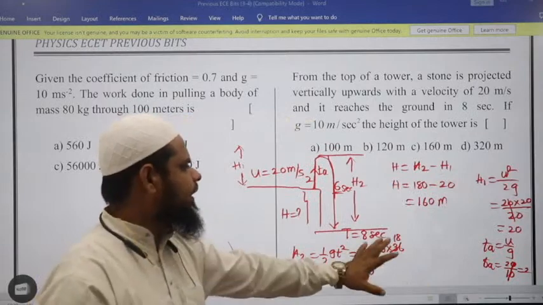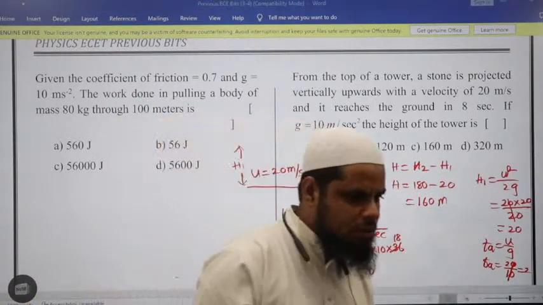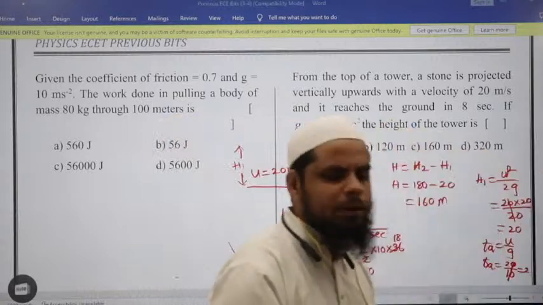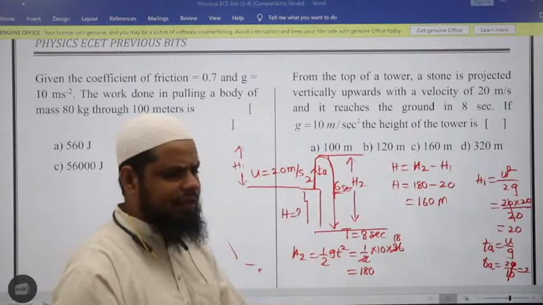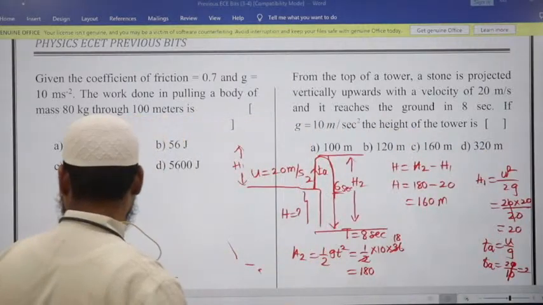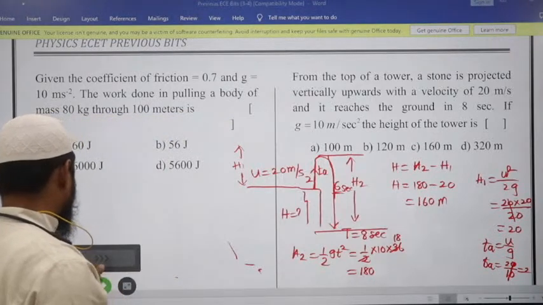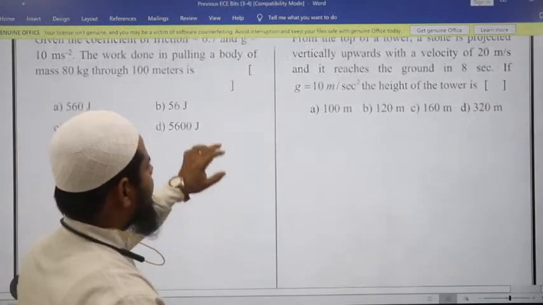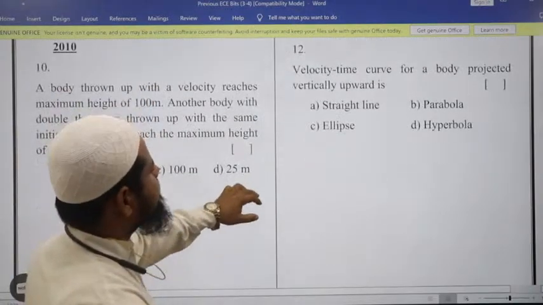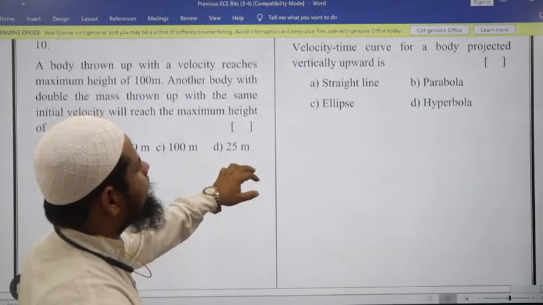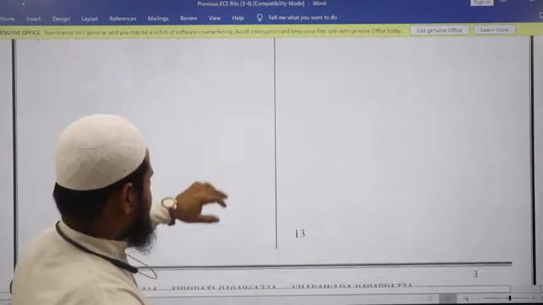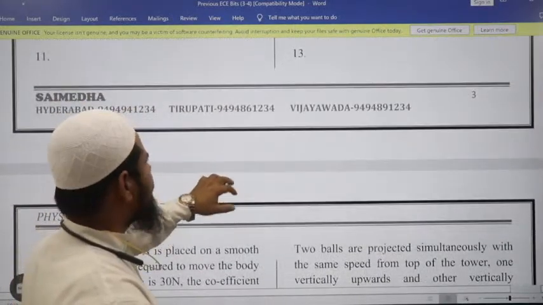Even if you want, you can use some other formula, ut plus half g t square, also you can get it. Okay, fine. Let's move on to the next one. Theoretical bit you can go on that one.